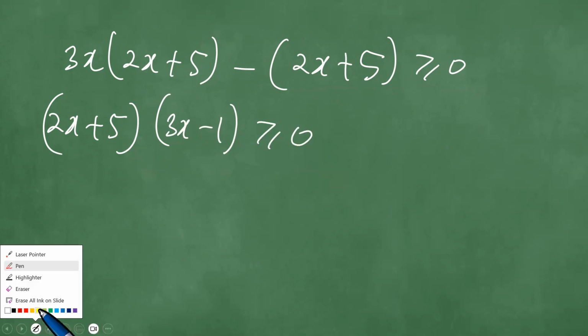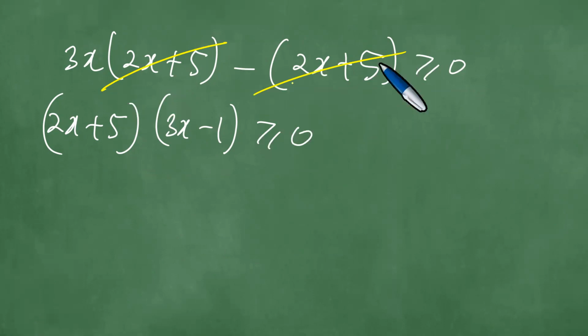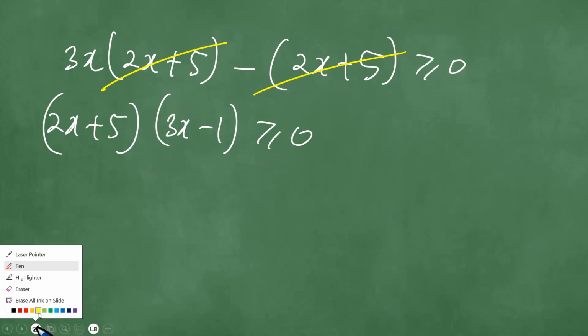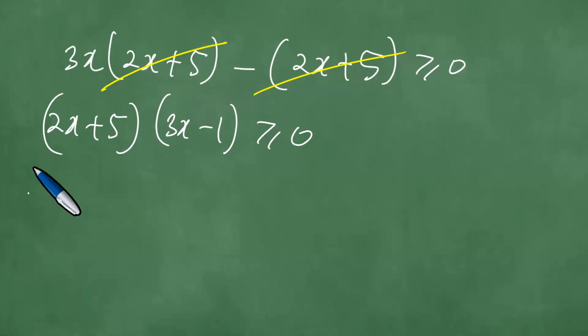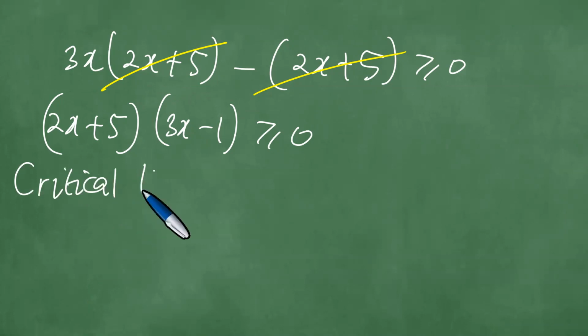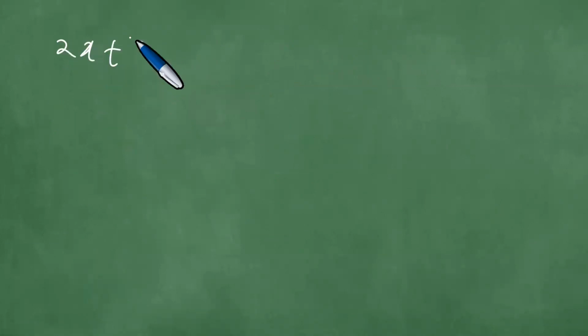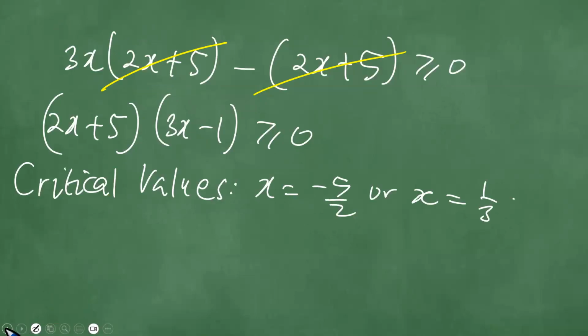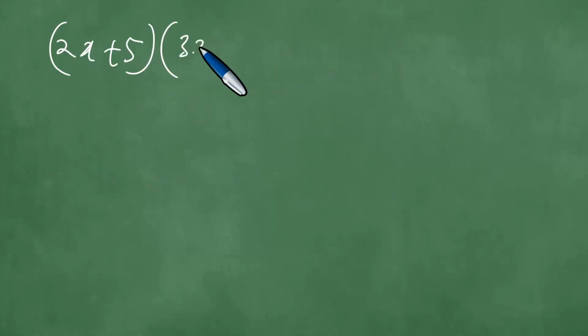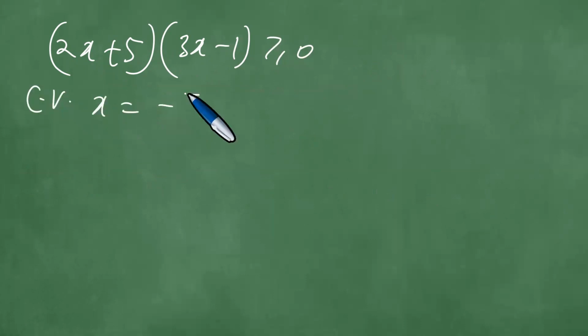Okay, now some students have a challenge factorizing this. But when you take out the highest common factor, you cross this out, and when you cross this out, you'd have 3x minus 1. Right, and when you get to this point, you look for the critical values. So x equals minus 5 over 2 or x equals 1 over 3. So 2x plus 5 into 3x minus 1. Write the critical values. x equals minus 5 over 2 or x equals 1 over 3.